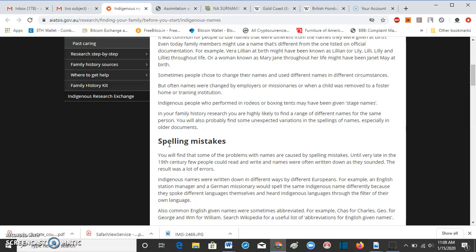Indigenous people performing in rodeos or boxing tents may have been given stage names. In your family history research you are highly likely to find a range of different names for the same person. You will also probably find some unexpected variations in the spelling of names, especially in older documents. Yes, that's true. Often, names were changed by employers.